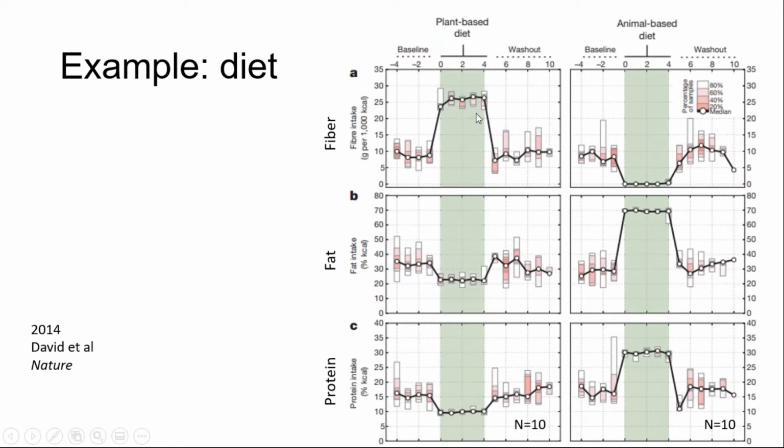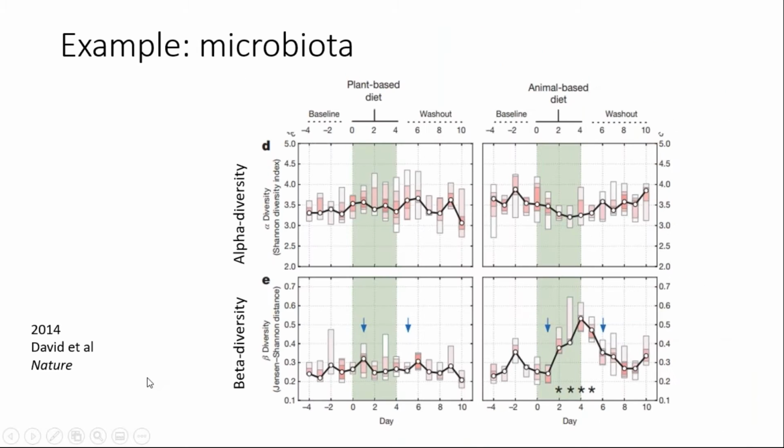And you can see that the intervention worked, right? So these people were consuming a lot more fiber on the plant-based diet, less fiber on the animal-based diet. So the diet intervention worked. So next, I wanted to show you the microbiome data.